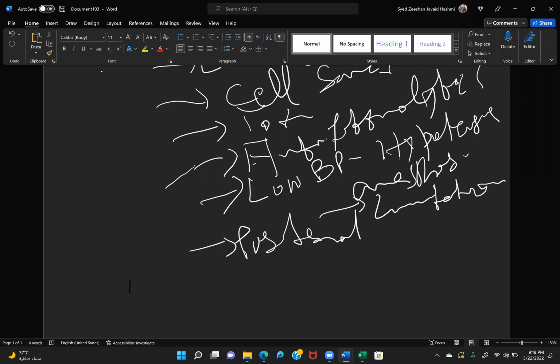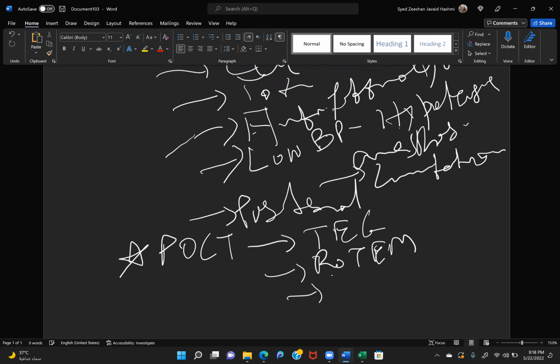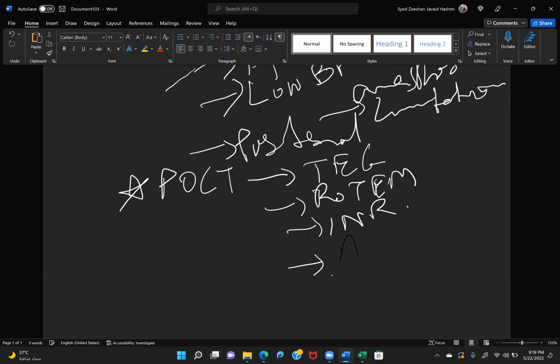Another monitoring you will be doing is point of care testing. What are those? Thromboelastography, ROTEM. Then INR. Then ACT may be needed. Then HemoQ, which is bedside monitoring of hemoglobin.